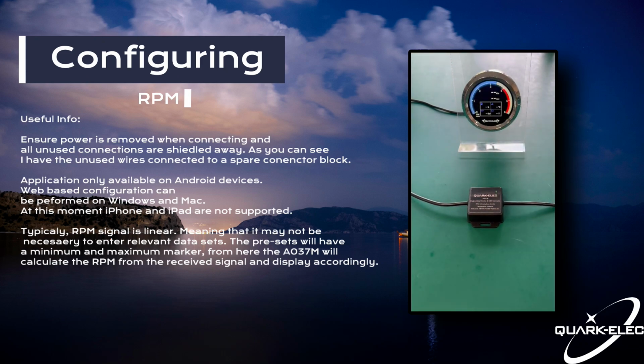You can now see on our IS10 display that the RPM is showing and is responsive to my control of the generator output. For more details on how to configure your A037M, please refer to the user manual.